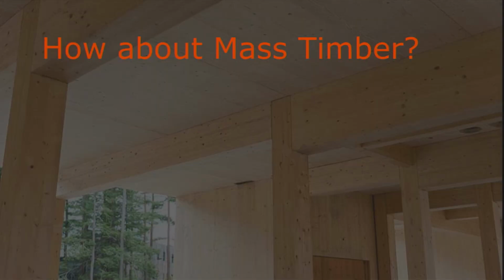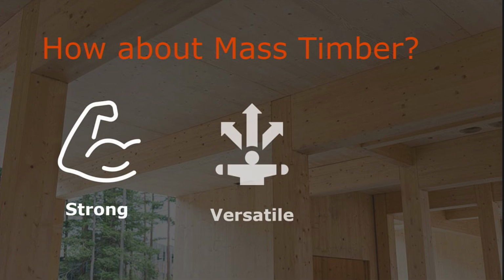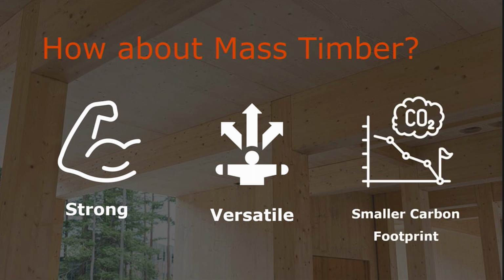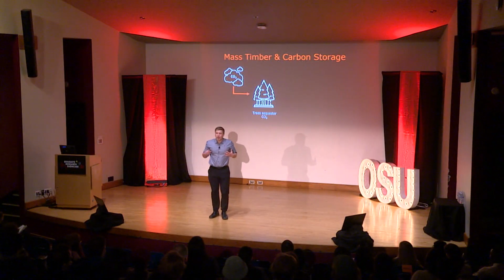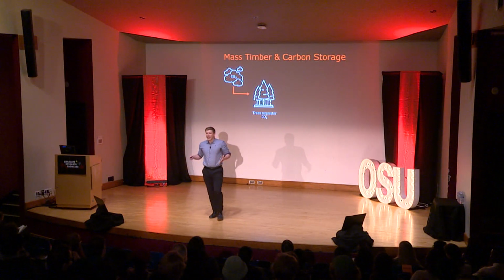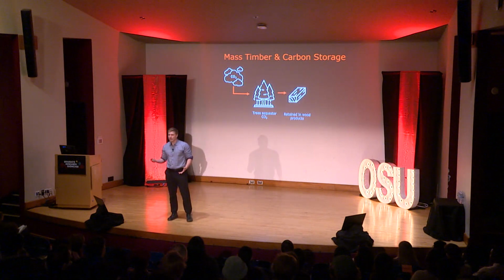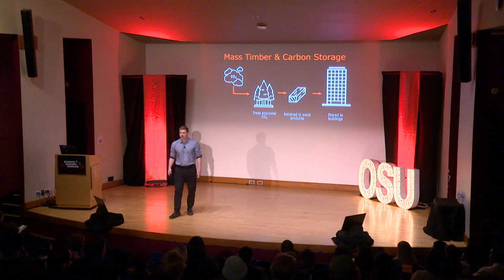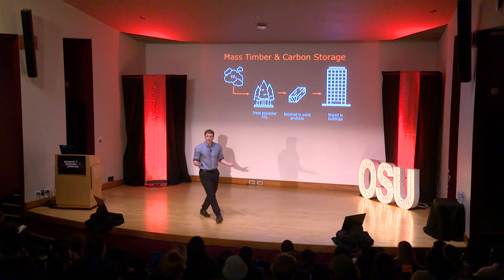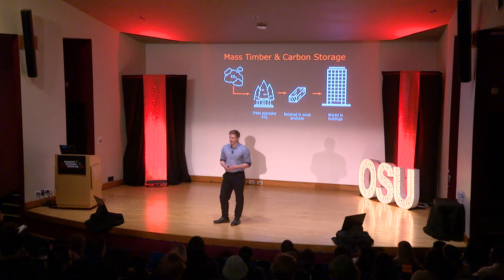These products are strong, they're versatile, but best of all, they can be produced at a fraction of the carbon footprint. Let's think about how we get timber products in the first place. They're from trees. Trees take in carbon dioxide from the atmosphere, and they store that carbon within their very wood fiber. And that carbon can be retained in wood products and can be stored in buildings. Essentially, we're turning our buildings into carbon storage devices.